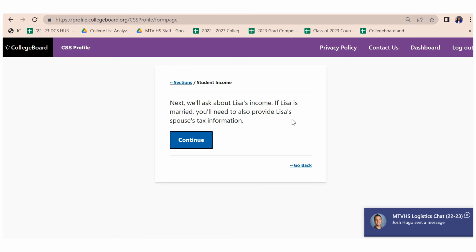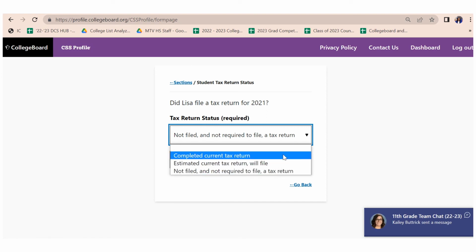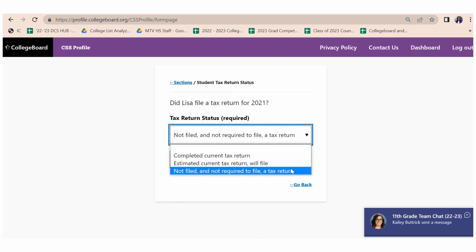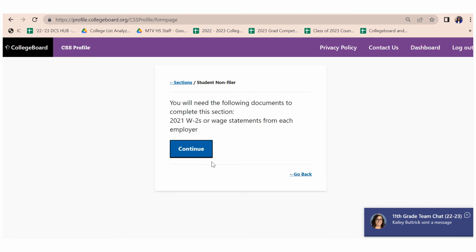Now it's going to ask about the student's income. Did the student file a tax return for 2021? Unless they earned more than $12,500, students were not required to file taxes. So most students have not filed, but you will select the answer that applies to your student and click on that. So for this example, we're going to say the student has not filed and is not required to file, and click Save and Continue.